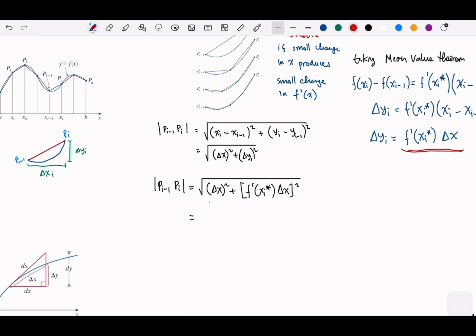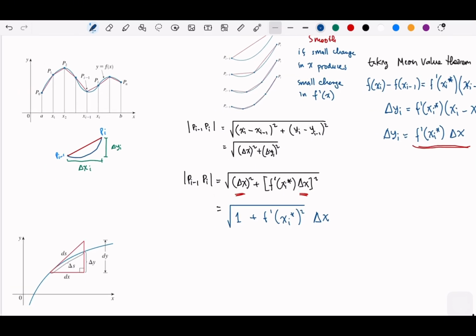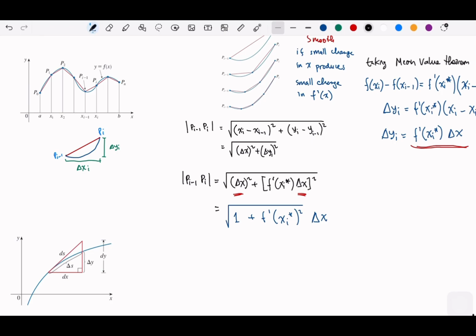Now we factorize the delta x, right? We factorize the delta x. So delta x can come out. So we can have, let me write different color, this will be 1 plus f prime squared, and this will be delta x. So delta x factorized and then we are square rooting, right? So by definition, then this is the L, or we can say that the limit of n of the distance is equaling that.